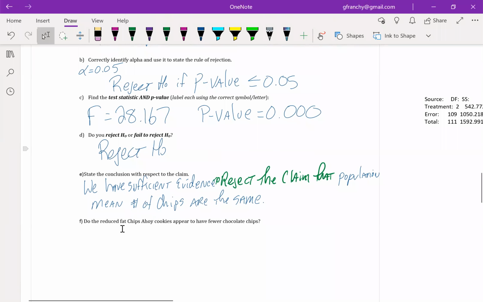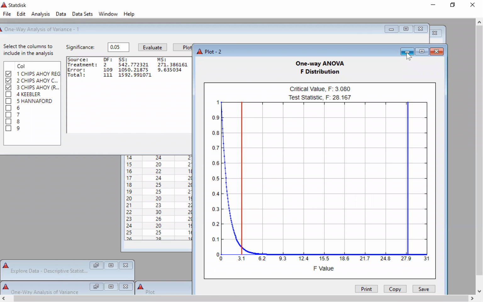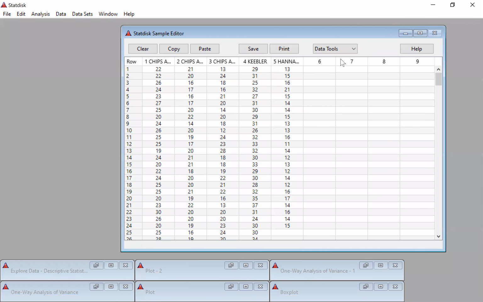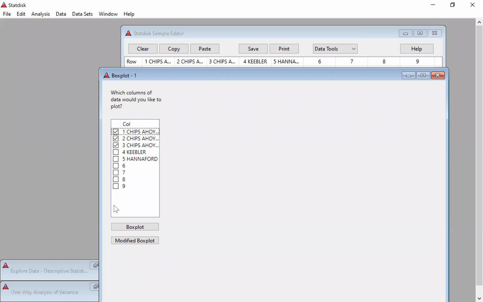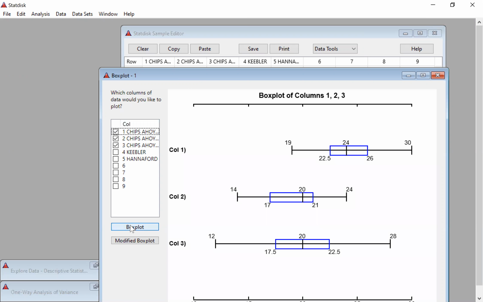So we want to take a look to see, can we say that the number of chips in the Chips Ahoy reduced fat is any different from the others, or maybe it's one of the other ones that's different from the rest. So coming back to StatDisk here, I'm going to go ahead and do a box plot. So again, we just need the box plot of the first three, and we're only going to look at the box part of the box plot.